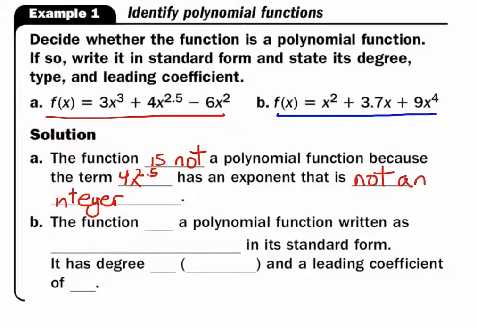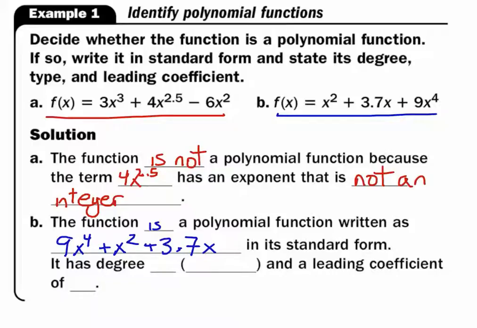Okay. And then, in contrast, function B is a polynomial function, written as, so it says in standard form. So here we were looking for in order, so 9x to the 4th plus x squared plus 3.7x. That way you have the decreasing powers. Starts with x to the 4th, then x squared. We'd have an x cubed first, but we don't have any, then an x.